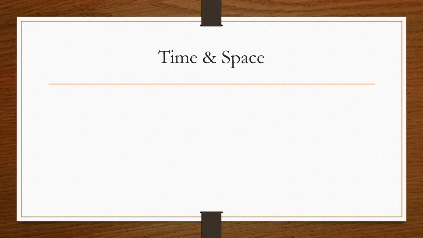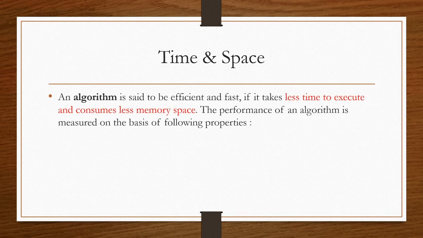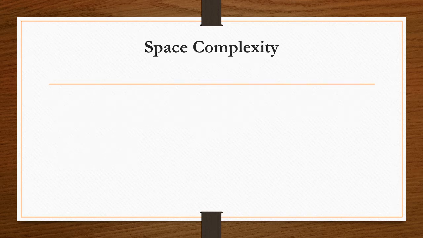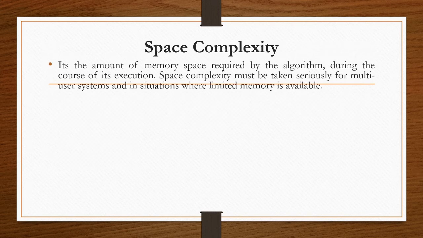Next, if an algorithm takes less execution time and less memory space, then the algorithm is an efficient one. The performance is measured based on 2 properties, time complexity and space complexity. What is space complexity? The amount of memory space required by the algorithm during its time of execution. In our computer, we have limited memory. So, space complexity is a serious issue for multi-user systems.